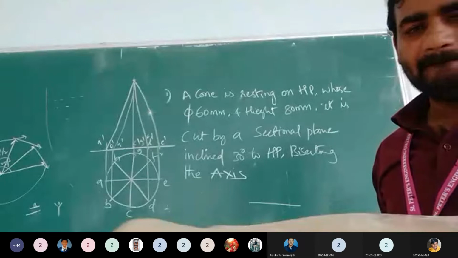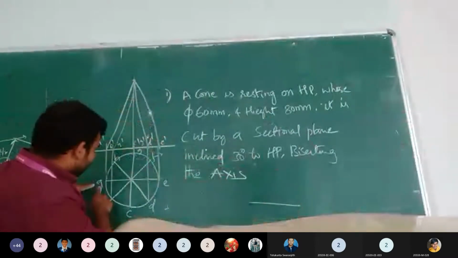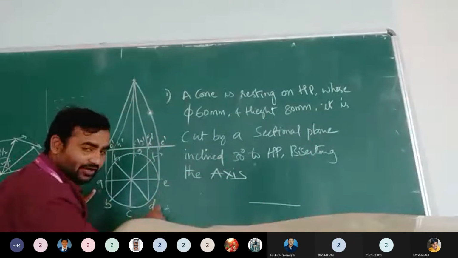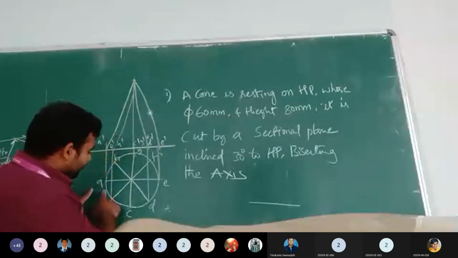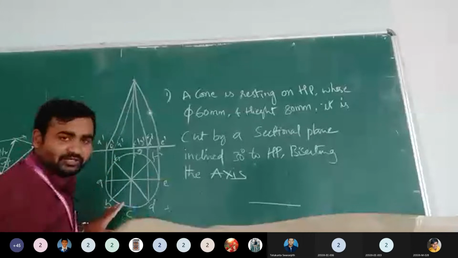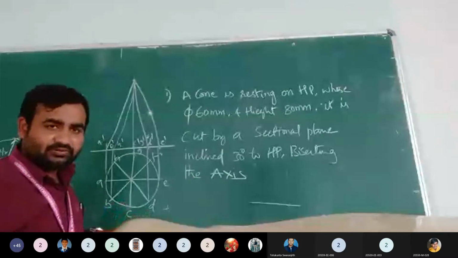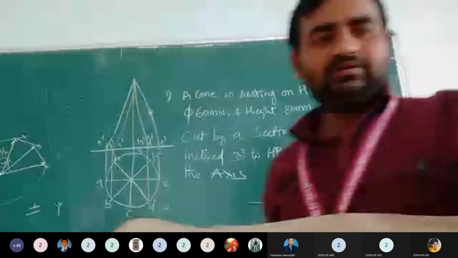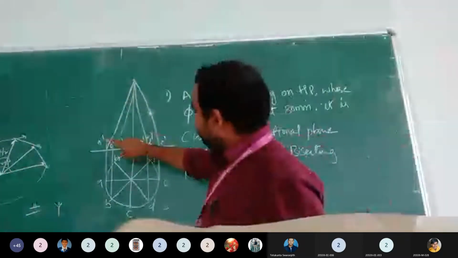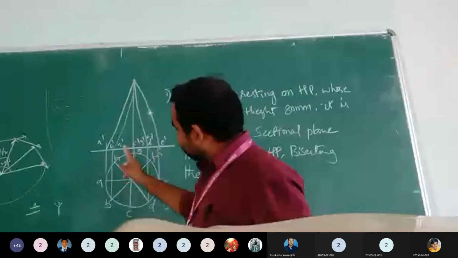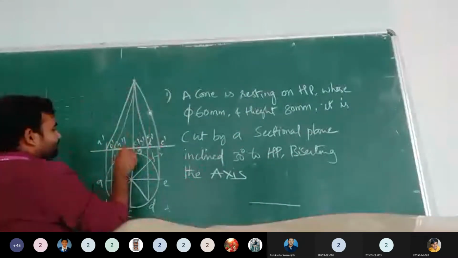Small letters. Which are hidden? A, B, C, D, E are visible when you are looking from here. Yes or no? Yes, sir. Whereas F, G, H are not visible. That's why we have to put them in brackets.